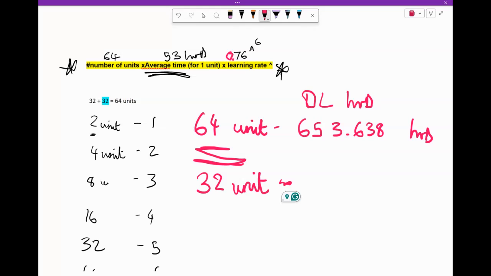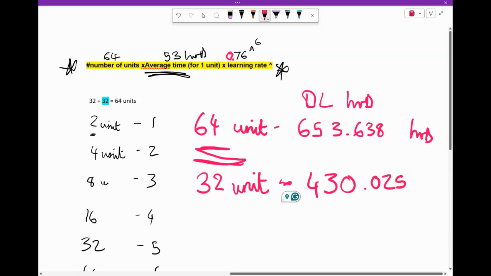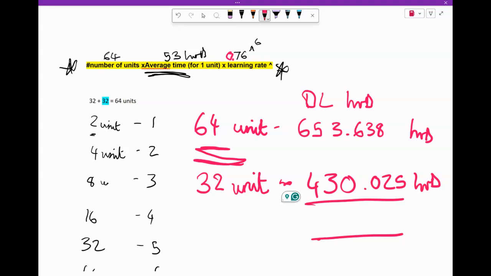Or are we still waking up? 430.025 hours. Okay, so if we weren't becoming efficient, it would have taken us 860. Yes, exactly. It would have taken us 860 for the whole 64 units, 100%. As I said, if we weren't becoming efficient. I thought when you said the 430, you were talking about the second 32.